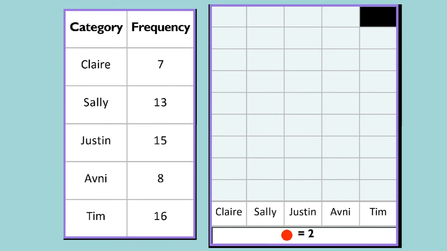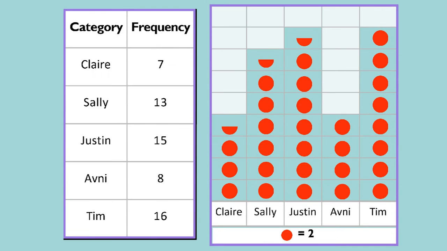Well, did you get a pictogram that looked like this? Do you see how we did that? We counted up in 2s as far as we could get. And when we needed the extra 1, we used a half symbol. Because our scale in this pictogram is 2, half of 2 is 1.